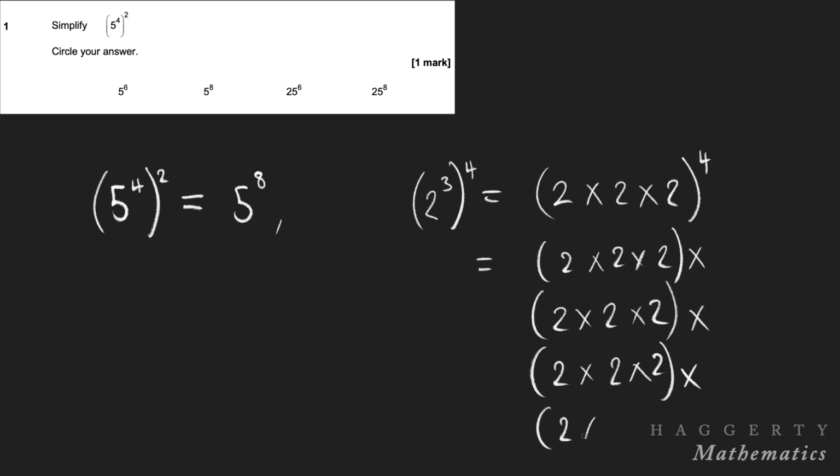And how many products does that leave us with? Well, you get 2 multiplied by itself 12 times over, right? That 12 is 4 by 3. That leaves us with 2 to the power of 12. This 12 is the product of the 3 and the 4, and that's why that rule holds.